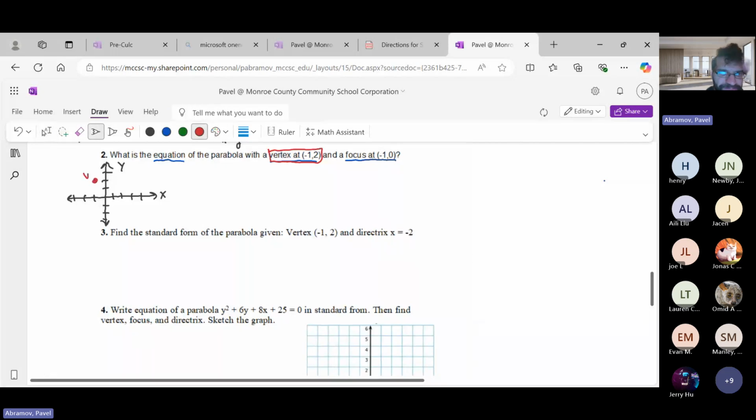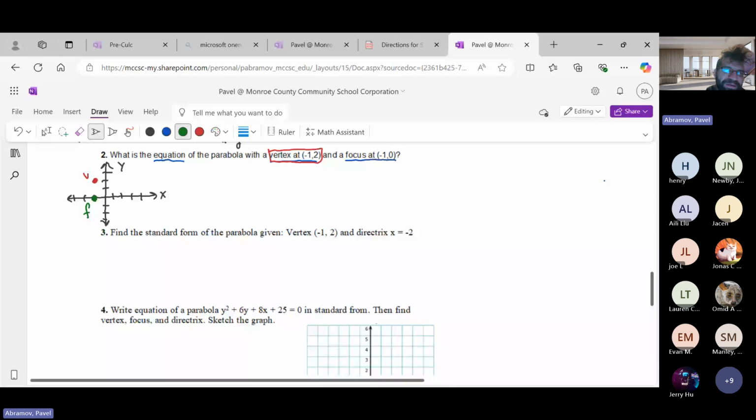That's our vertex. Then we also know the focus, which is -1, 0. So -1, 0 is this point, and maybe I can use a different color for it. Let's say green. And that's the focus. Now, why is this important? Why is it important to plot these points?